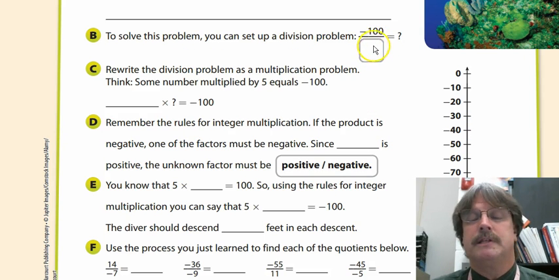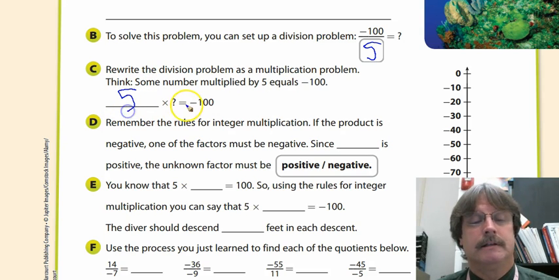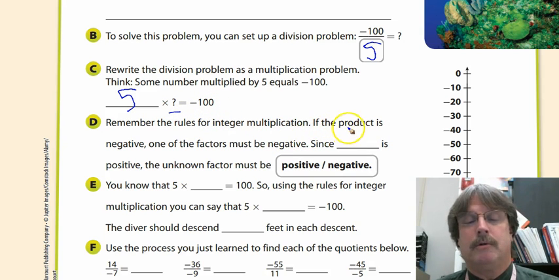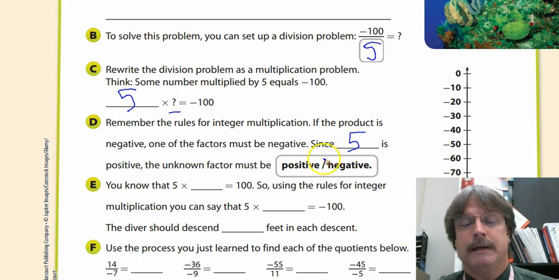To solve the problem, we set up a division. We take negative 100 and divide that by 5. We rewrite this as a multiplication problem: some number divided by 5 equals negative 100. So we'll put in our 5 here, because the some number is going to equal negative 100. Remember the rules of integer multiplication. If the product is negative, one of the factors must be negative. This one is positive, so that means this one has to be negative. Since 5 is positive, the unknown factor must be negative.